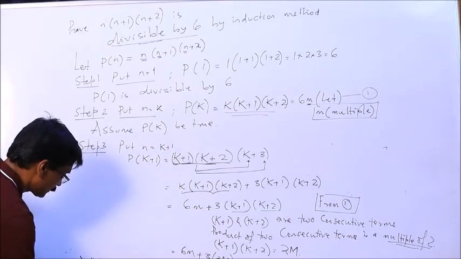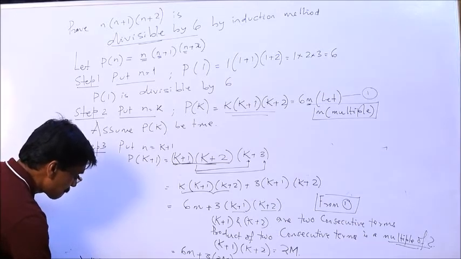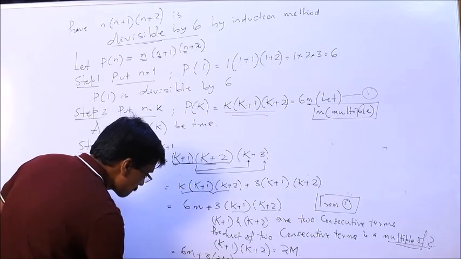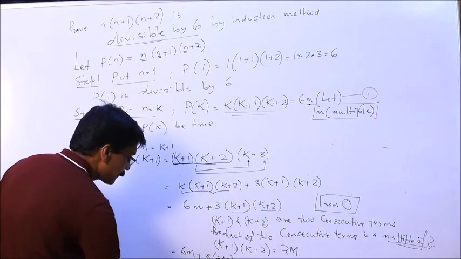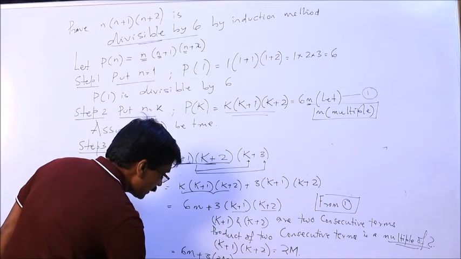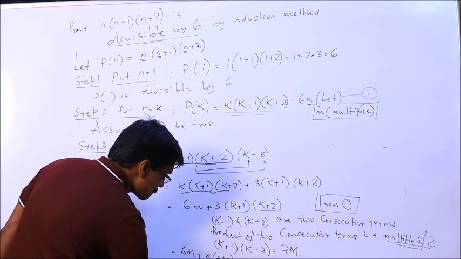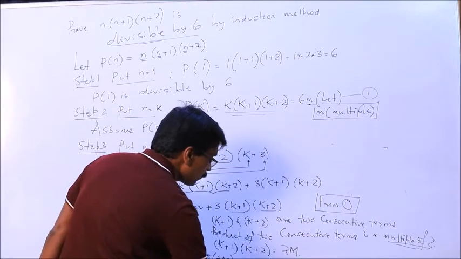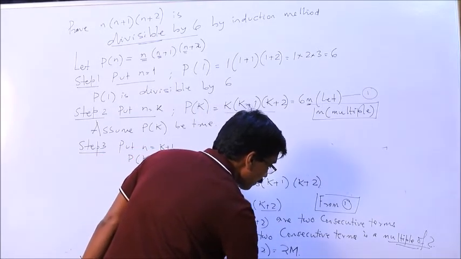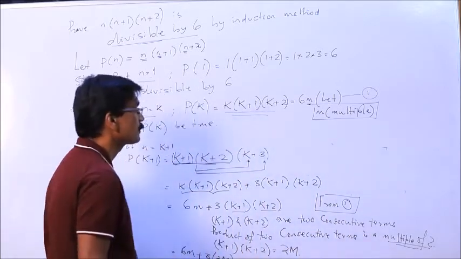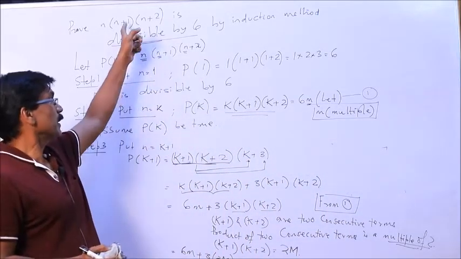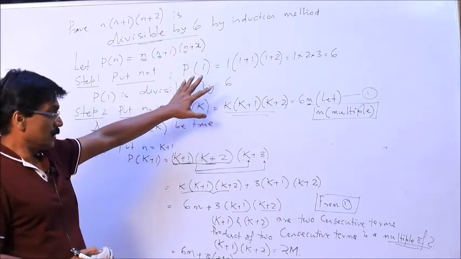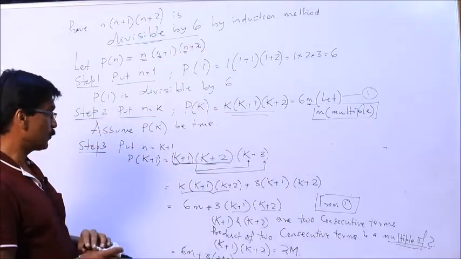So, by the method of induction, Pn is divisible by 6 for all n. So, again here it involves an unknown variable n. So, we can use this to prove.